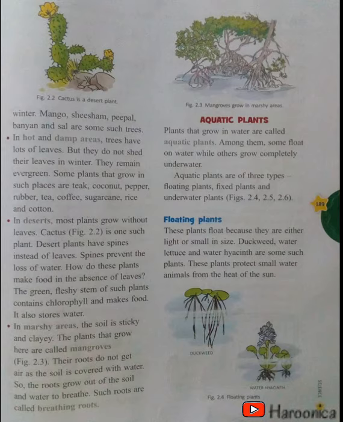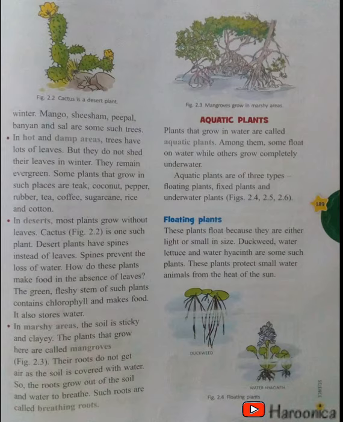Aquatic plants. Plants that grow in water are called aquatic plants. Among them, some float on water while others grow completely underwater. Aquatic plants are of three types: floating plants, fixed plants, and underwater plants. Look at figures 2.4, 2.5, and 2.6.